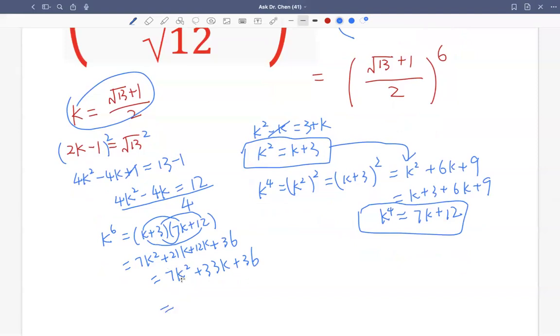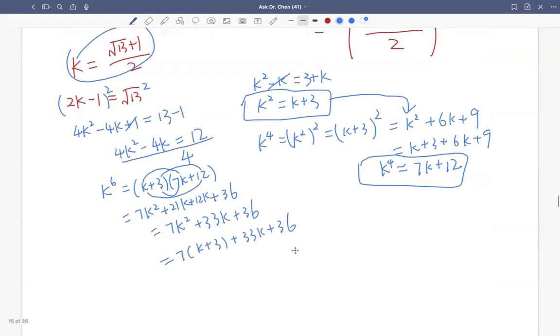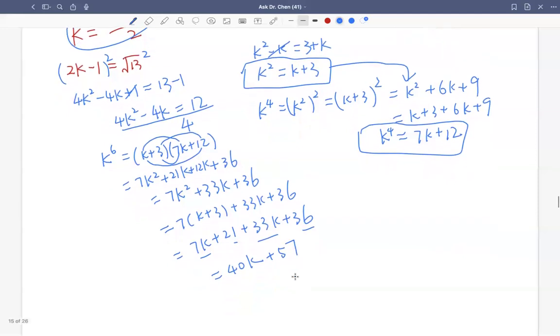Again, let's substitute k squared with k plus 3. So that's 7 times k plus 3, plus 33k plus 36. So we get 7k plus 21 plus 33k plus 36. 7k plus 33k, that's 40k. 21 plus 36, that's 57. Right, so now we can substitute k.